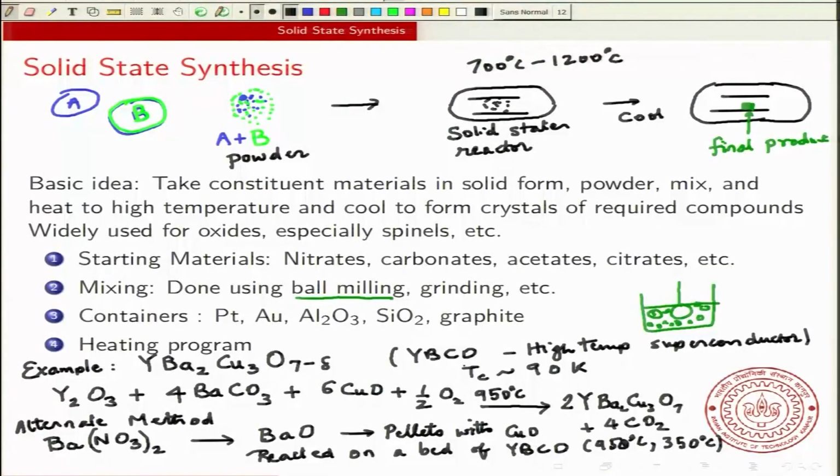Okay. So again, this is an example of a typical solid state synthesis. Here we started with a precursor that had barium nitrate, and you will again have copper oxide, and you react it on a bed of already prepared YBCO. So you can see that there are a lot of things you can do, even within this general framework of solid state synthesis.